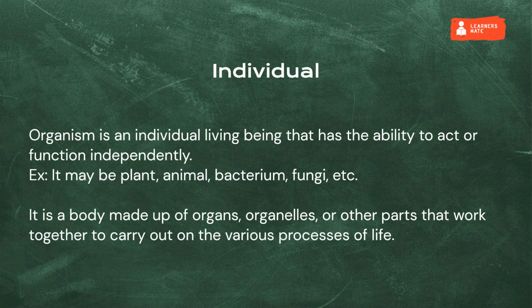Let's begin with the first one, individual. An organism is an individual living being that has the ability to act or function independently. It may be a plant, animal, bacterium, fungus, and etc. It is a body made of organs, organelles, or other parts that work together to carry out the various processes of life.